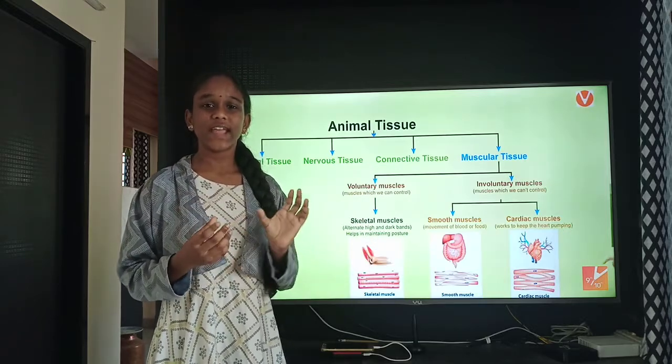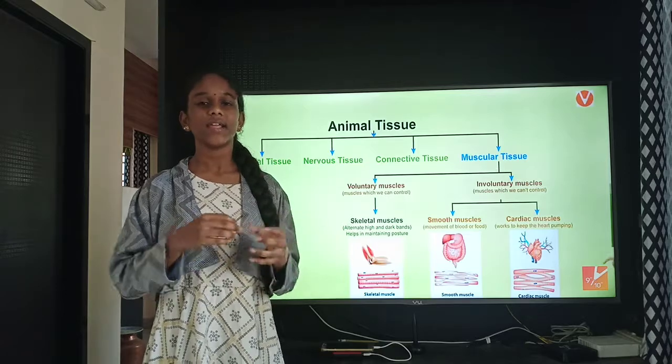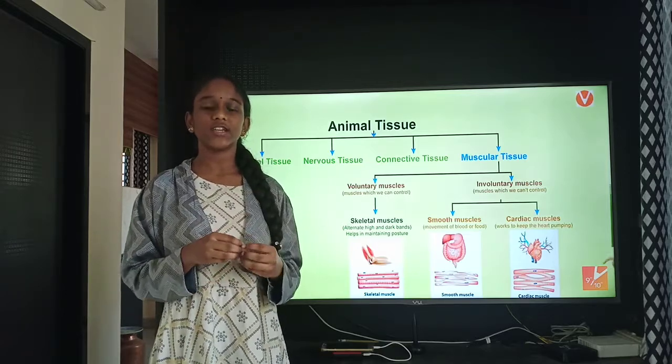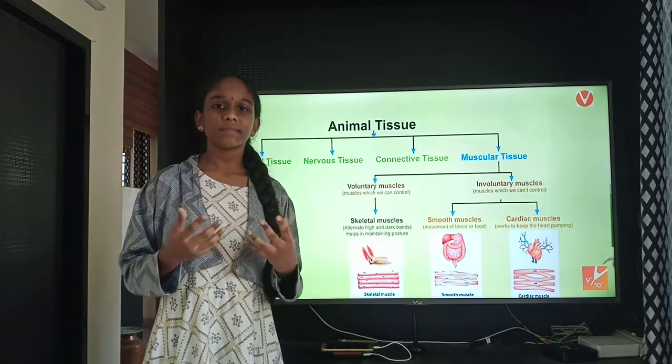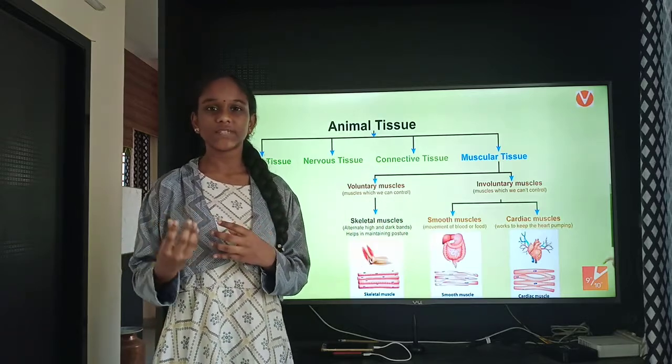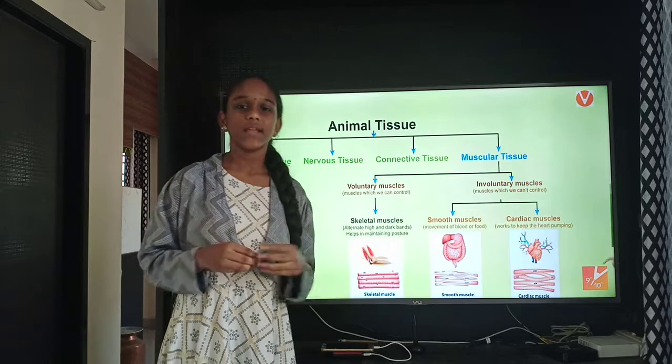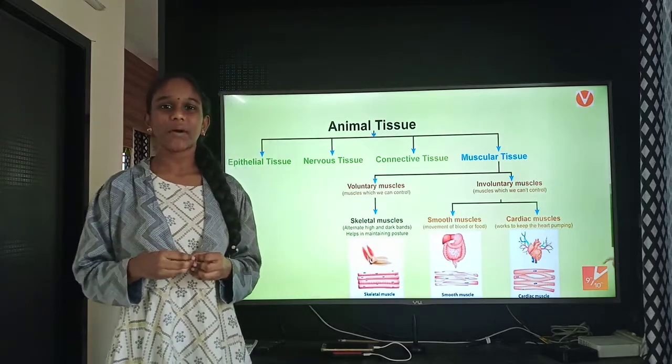If it gets infected, it will be just like that. We can't do anything. So we should take care of these cardiac muscles. It means we can simply say heart also, because the heart is made up of these cardiac muscles. This is all about tissues.